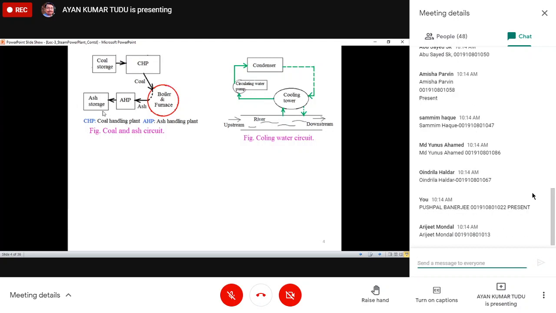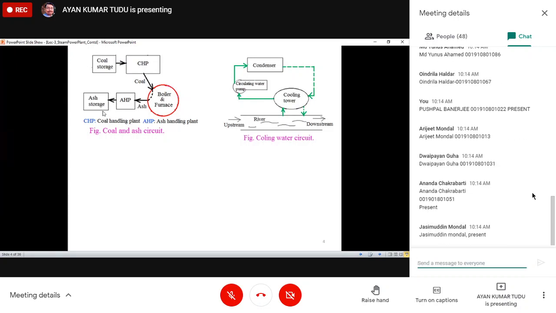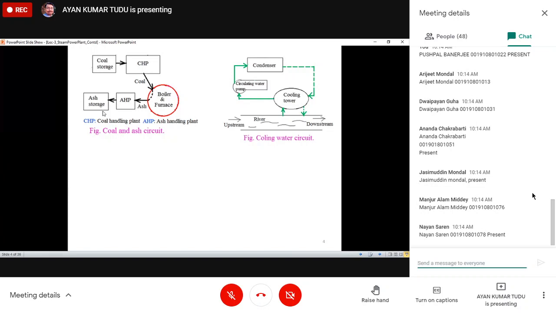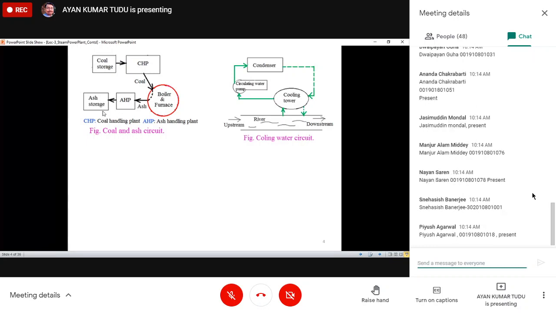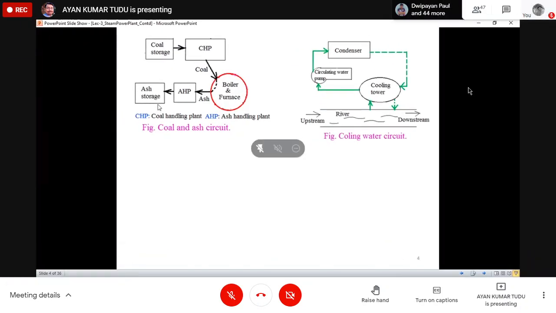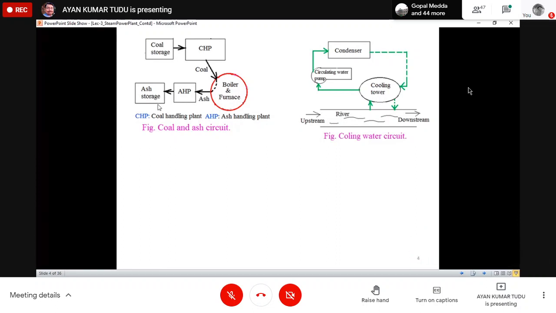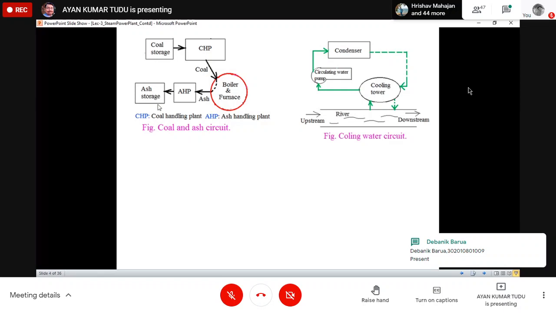Okay, on the right hand side, we have the cooling water circuit. Now, what does the cooling water circuit do? As we remember from the previous layout that we have studied, we had our condenser, which means the exhaust steam coming out from the low pressure area of the turbine is entering the condenser. Okay, so what is the condenser doing? As you can see, the condenser is using the cooling tower to cool that steam.